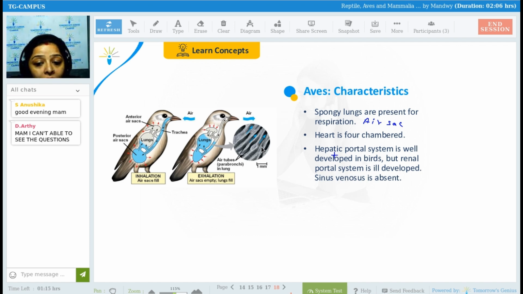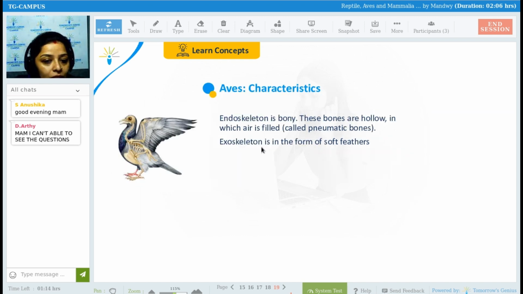They have a hepatic portal system, but the renal portal system is not well developed. From the aves onward, you will not see the sinus venosus in the heart. The sinus venosus is absent here, but in reptiles it was ill developed. Here in the aves it is absent. The renal portal system is ill developed, and the hepatic portal system is well developed.